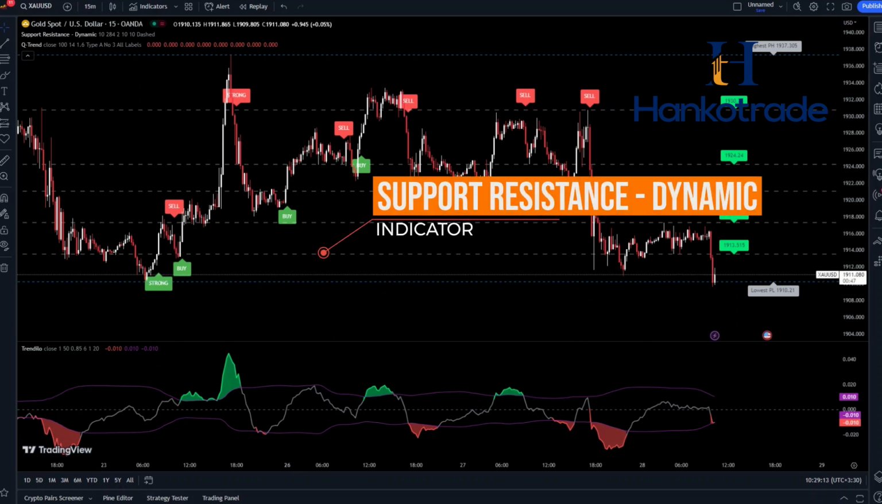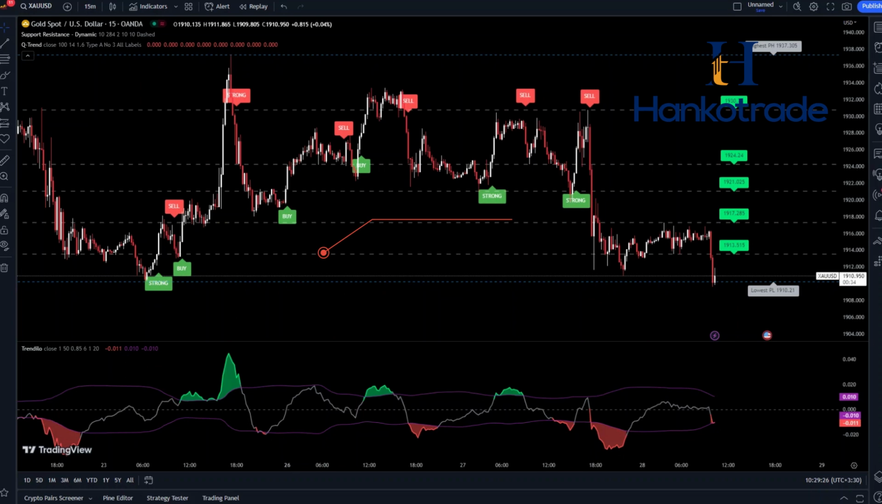The support/resistance dynamic indicator uses a complex algorithm to identify key support and resistance levels, taking into account recent price action and market volatility. The indicator plots these levels on the chart as horizontal lines, making it easy for traders to see where price may encounter support or resistance.